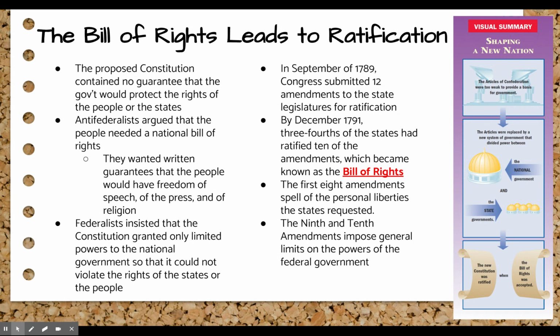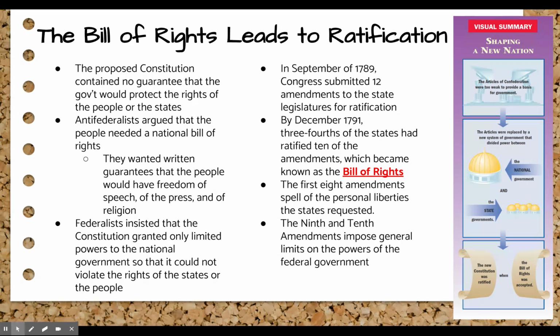So the Bill of Rights leads to ratification. The proposed Constitution contained no guarantee that the government would protect the rights of the people or the states. Anti-Federalists argued that the people needed a national Bill of Rights. They wanted written guarantees that the people would have freedom of speech, of the press, and of religion. Federalists insisted that the Constitution granted only limited powers to the national government, that it could not violate the rights of the states or the people.